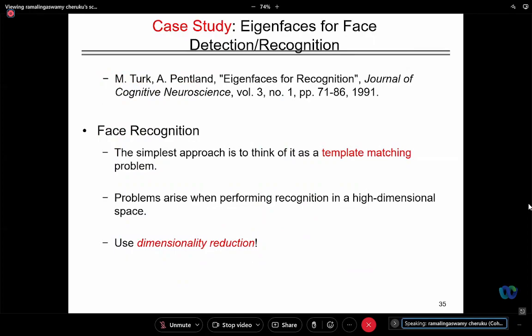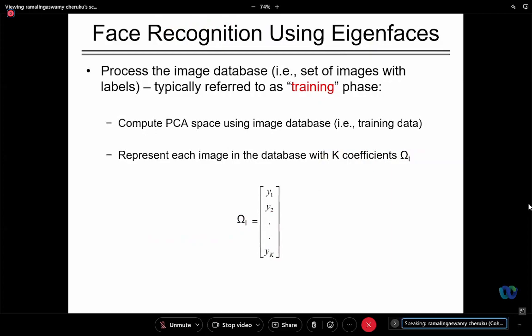Now, how can we use PCA for face recognition or object detection? The simplest approach is to think of it as a template matching problem. So how are we matching this template with respect to existing templates? The problems arise when performing recognition in high dimensional space. When the same algorithm is applied in high dimensional space, it won't work well. That's why we require some kind of reduction technique to trim the dimensions of your data.